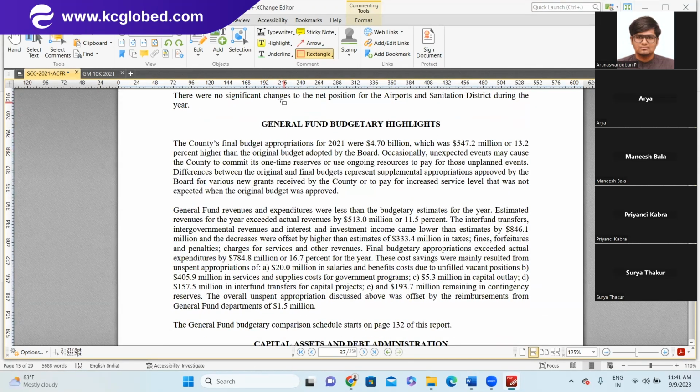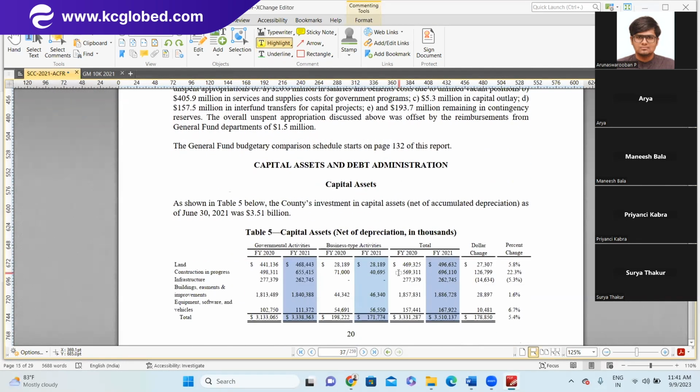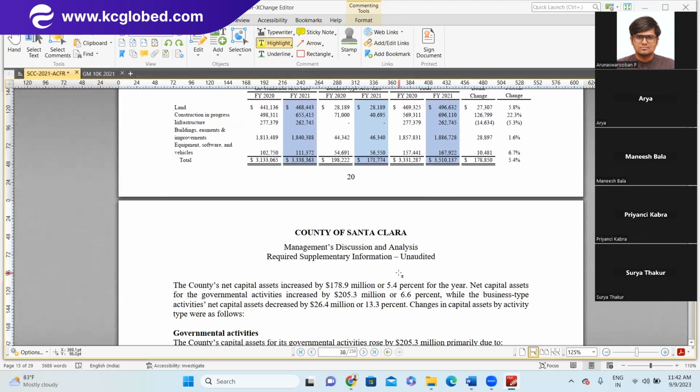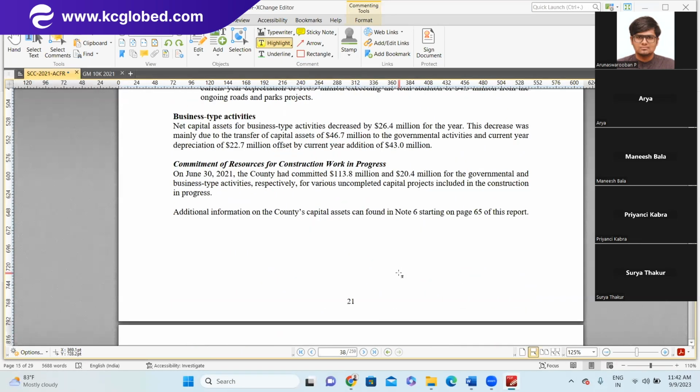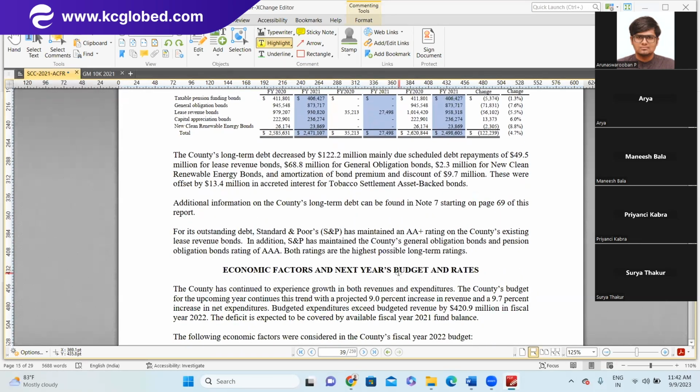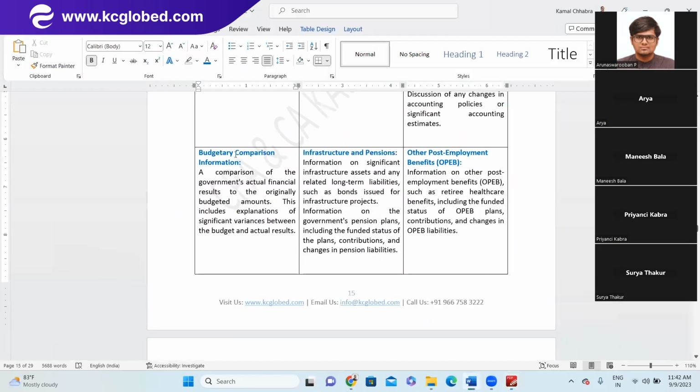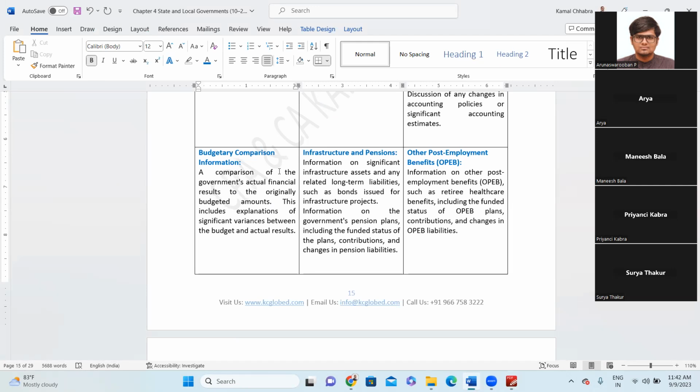So, general fund budgetary highlights. They give the budgetary information and then compare the budget versus actual for the respective category. That is called budgetary comparison information: a comparison of the governmental actual financial result to the original budget amount. This includes an explanation of the significant variance between the budget and actual. That additional information you provide only in the case of a government financial statement.